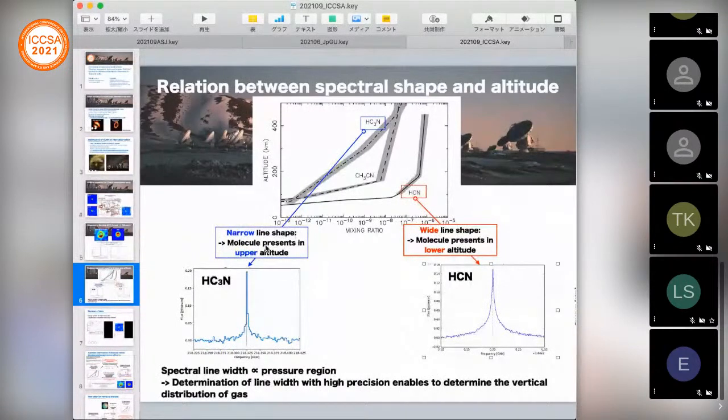In turn, the narrow line shape like HC3N indicates that the molecule is present only in the upper altitude, so the determination of line shapes, by reproducing this line profile by very complex calculation with high precision, enables us to determine the vertical, because three-dimensional distribution of gases.